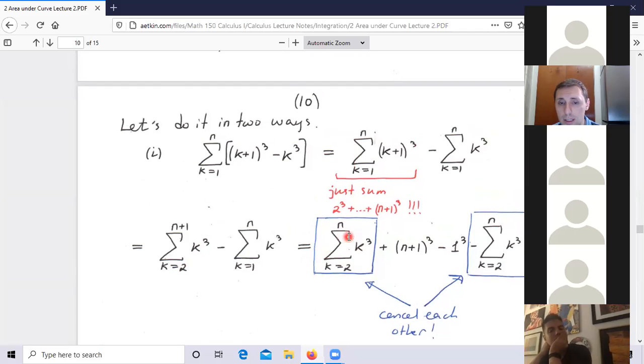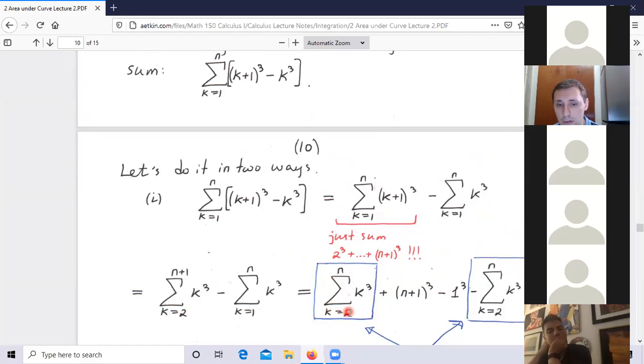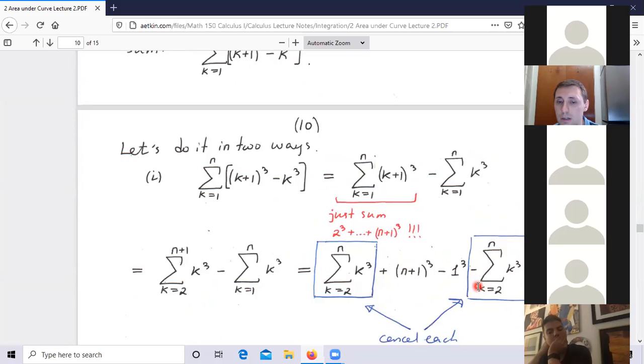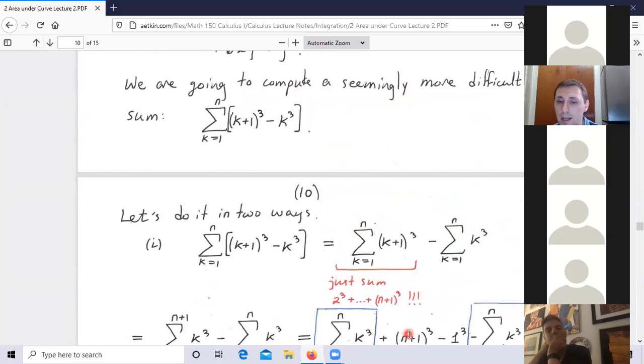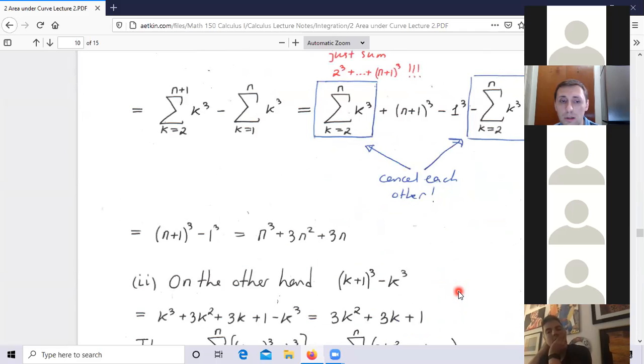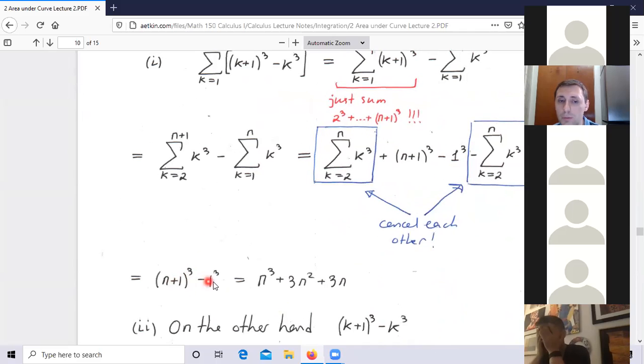So I can look at the sum and I can write it as summation from k equals 2 to n of k cubed plus n plus 1 cubed. I just write the last term separately. And here I remove the first term. So it's minus 1 cubed minus the summation. And why do I do that? Because this minus that is 0. And I have again n plus 1 cubed minus 1 cubed. Do you understand me, guys? Right? So this is n plus 1 cubed minus 1 cubed. If I expand n plus 1 cubed, I get n cubed plus 3n squared plus 3n plus 1. And then the 1 cancels. I get n cubed plus 3n squared plus 3n.